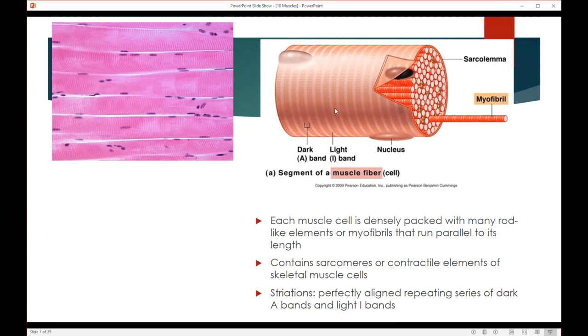And there are striations on each muscle fiber cell. There's a light or an I band, I is in the word light, or there's dark A bands, and A is in the word dark.